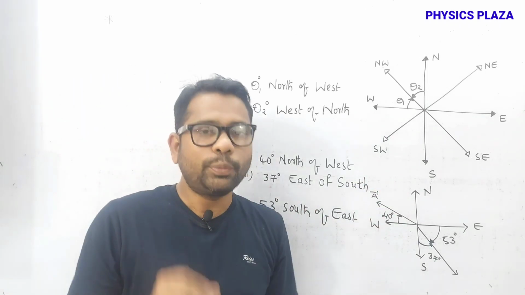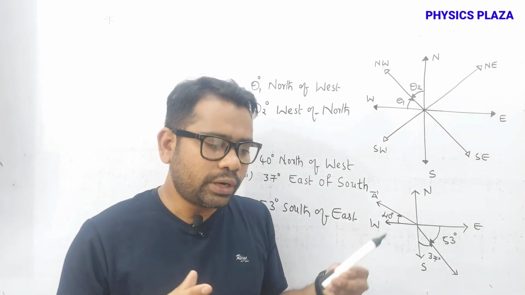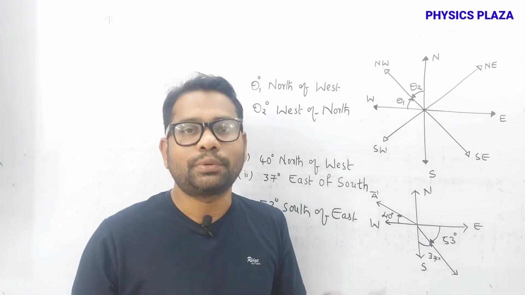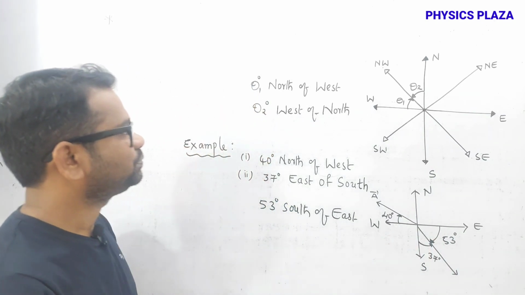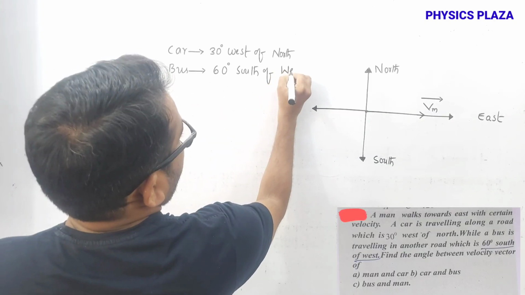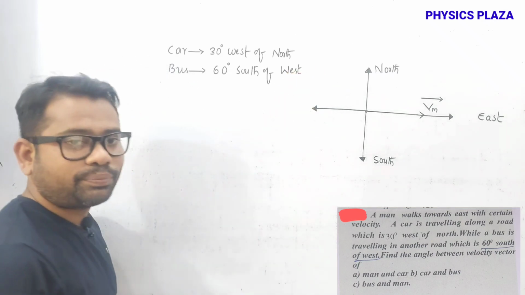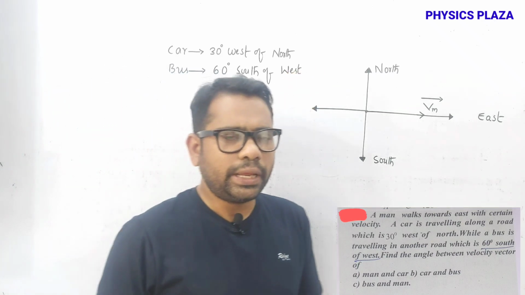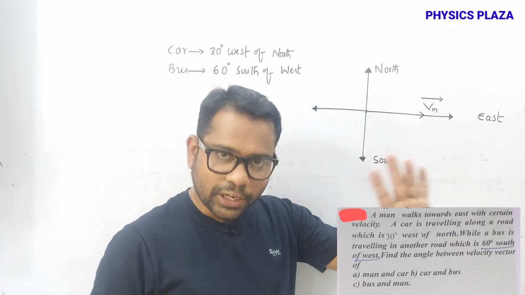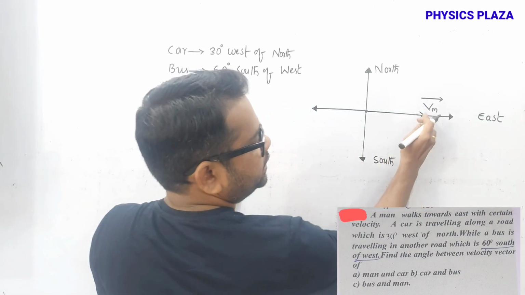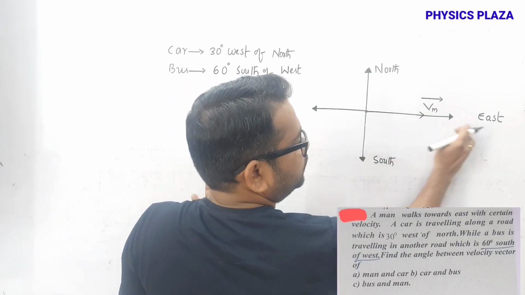So we will do one numerical to understand more, to get a complete concept, complete idea about these angles. With this we are going to end the session. Okay, now just copy it. South of west. Children, as per the given question, it is very clearly given that a person is moving along the east direction with some velocity. So we have taken that this person is going along the east direction.